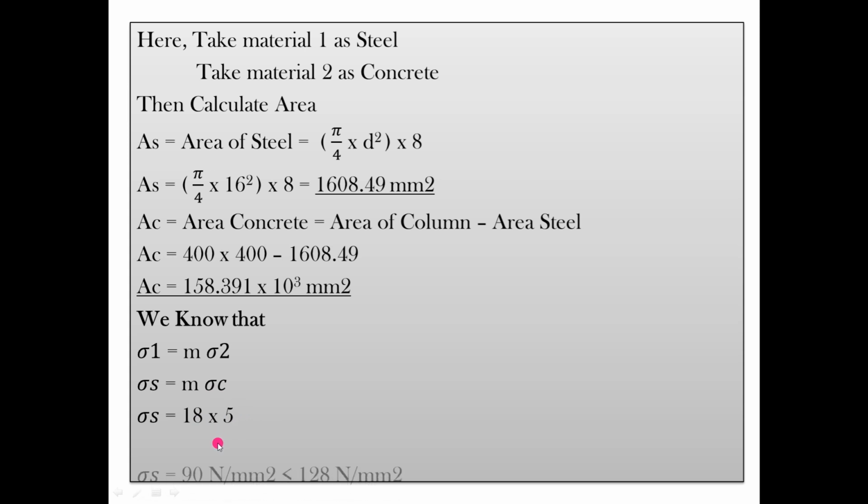ओके, 18 इंटू 5 इट इज 90 न्यूटन पर एम एम स्क्वेअर. ओके, दॅट इज स्ट्रेस इन स्टील इज 90 न्यूटन पर एम एम स्क्वेअर. हे कसं झालं तर या फॉर्म्युला, म्हणजे आपण जर स्ट्रेस इन कॉन्क्रीट 5 वापरून स्ट्रेस इन स्टील काढलं तर ते आपल्याला मिळतं 90 न्यूटन पर एम स्क्वेअर आणि विच इज लेस दॅन 128 न्यूटन पर एम स्क्वेअर. म्हणजे आपल्याला देताना स्टीलचा स्ट्रेस किती दिलेला आहे तर 128 न्यूटन पर एम स्क्वेअर.